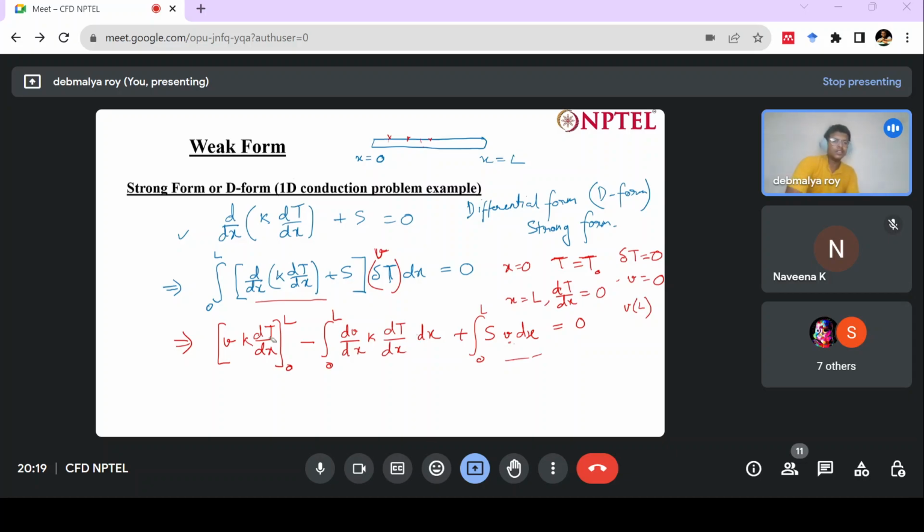But if dtdx is specified, then we have to know what the value of dtdx is, and likewise we will substitute the values. So for now, let's say the dtdx is 0, or let's say the temperature at both ends is specified, whichever. In those cases, basically this term vanishes. So let's for the moment take this as okay.